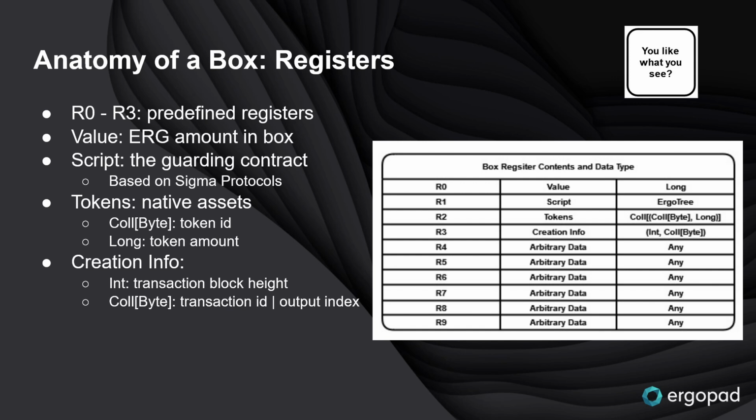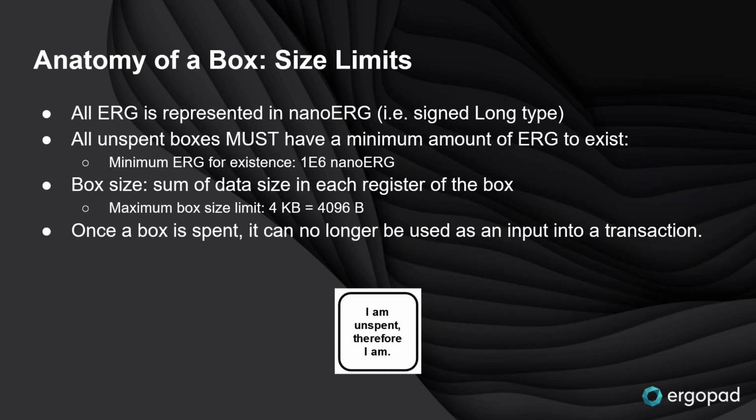And then R4 to R9, the final 6 registers, can be arbitrary data that you want, as long as it's a valid Ergo script data type. So even though you can have arbitrary data in a box, you are limited by a maximum size, and this size is 4 kilobytes. So the sum of all of the data in all of the registers must be less than 4 kilobytes.